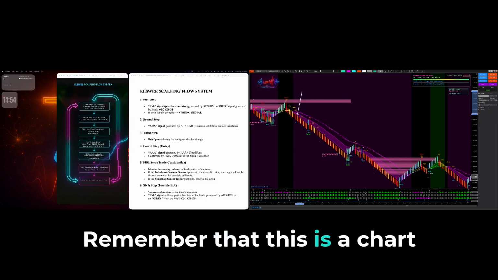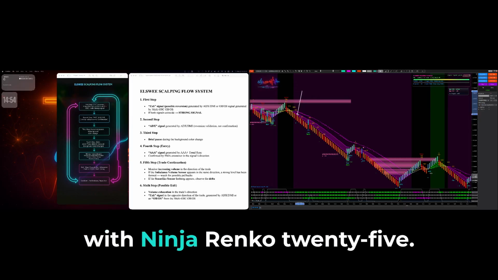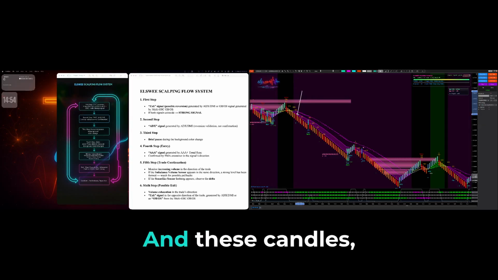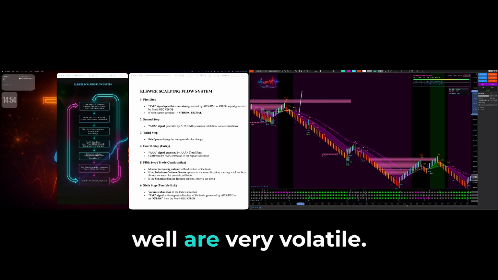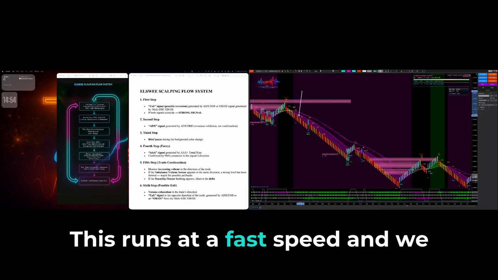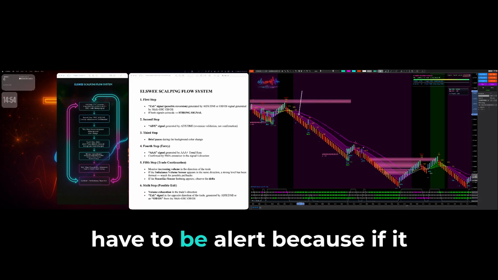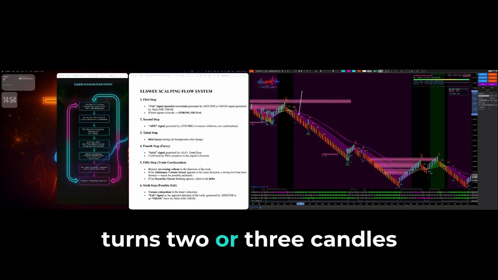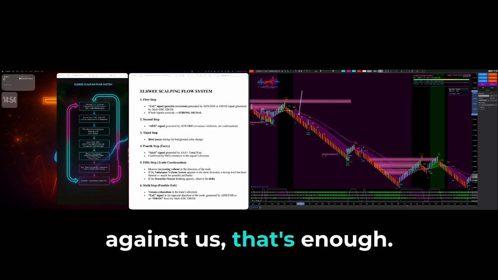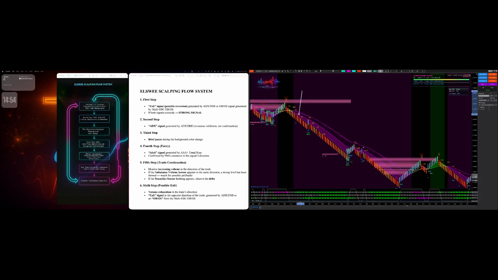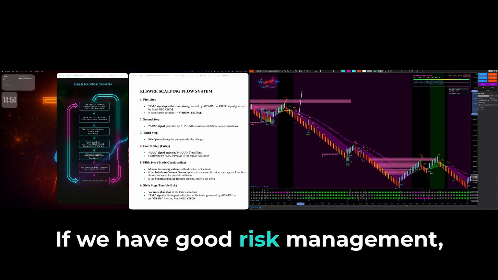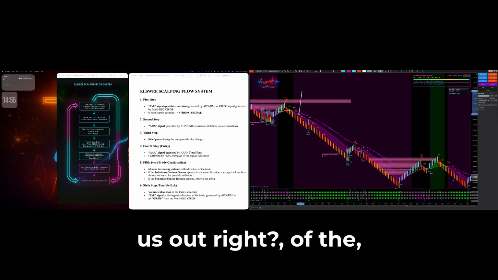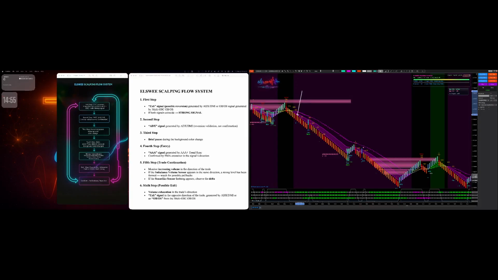Remember that this is a chart with Ninja Renko 25. And these candles are very volatile. This runs at a fast speed, and we have to be alert because if it turns 2 or 3 candles against us, that's enough. If we have good risk management, that would be enough to take us out of the trade.